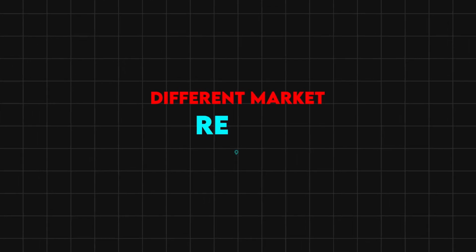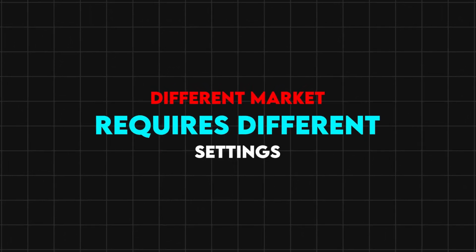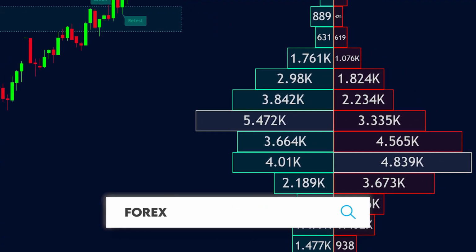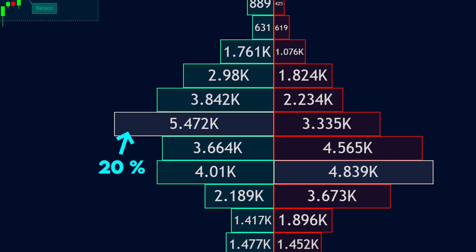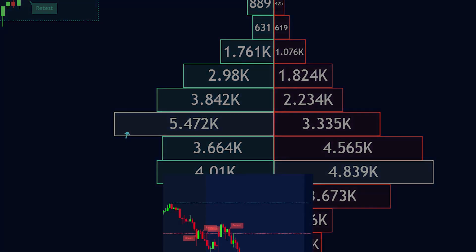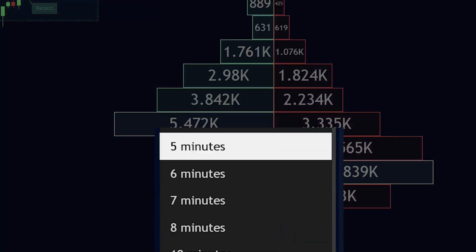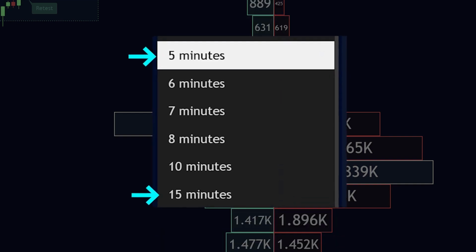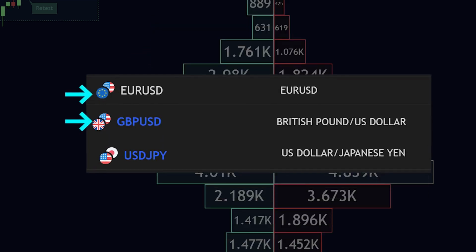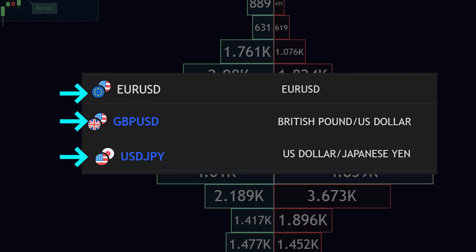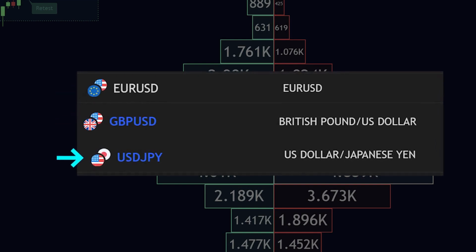Now, different markets require different settings. Here's how to optimize for each. For Forex pairs, look for POCs with at least 40% volume imbalance for major pairs. Focus on the London and New York session overlaps for the cleanest setups. The 5-minute and 15-minute timeframes work best. EUR/USD, GBP/USD, and USD/JPY show the strongest reactions to these institutional levels.